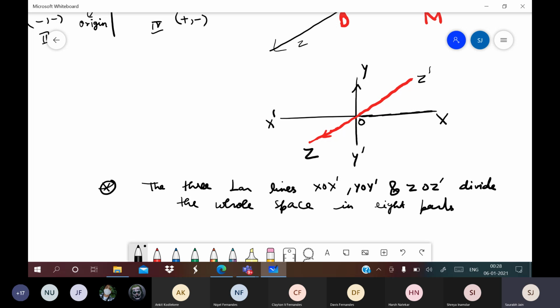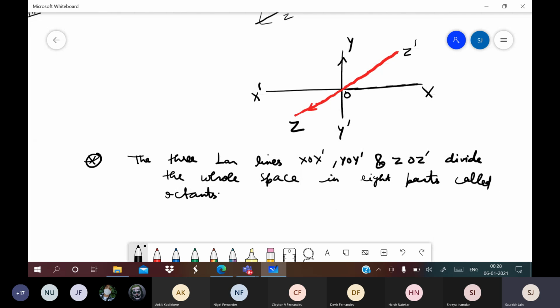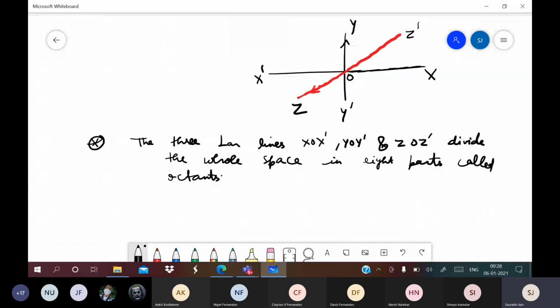called octants. In 2D you used to have quadrants. Quad means 4, right? Oct means 8. So it is 8 parts called octants. So there will be 8 parts, right? Now how to remember the octant number and how to give the sign scheme?